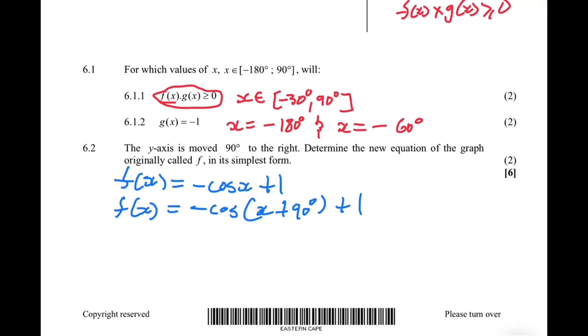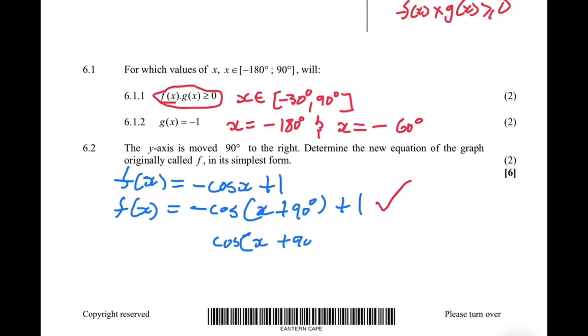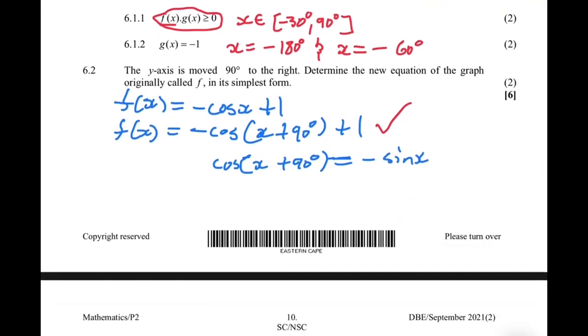But then the question says in its simplest form, right? So this is not its simplest form, but then if you manage to get here, then you can get 1 mark of the 2. Yeah, now what's left is realizing that cos of x plus 90 degrees is equals to minus sine of x. So if you substitute that back in your equation, you get f of x is equals to minus multiplied by minus sine of x plus 1. So this will be equals to sine x plus 1.